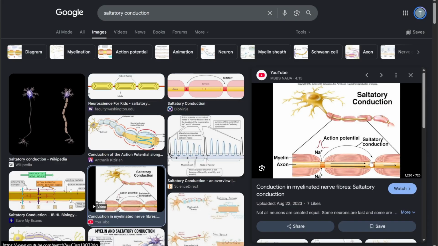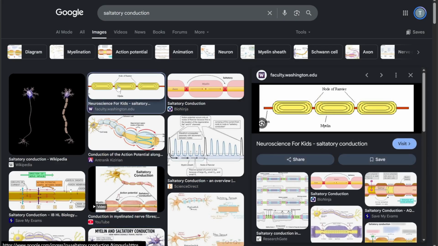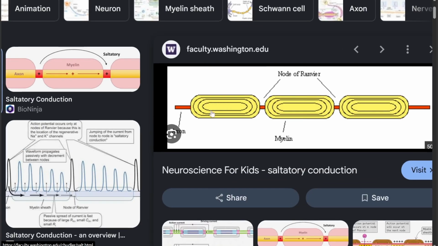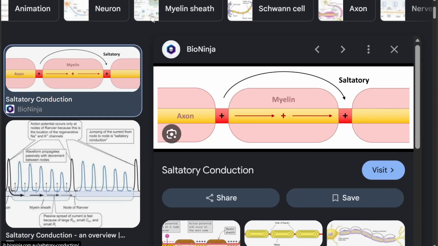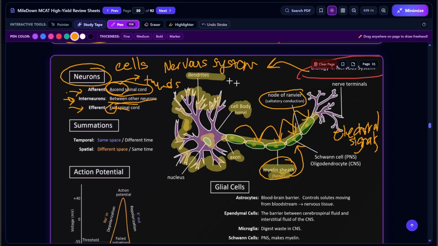So even here, this is a picture. Actually, this picture is one of the better ones. So you have your nodes of Ranvier and then your myelin sheath, and the signal is jumping. It's jumping. Here's another good one. So it's jumping. Okay, so it makes the electrical signal go faster.